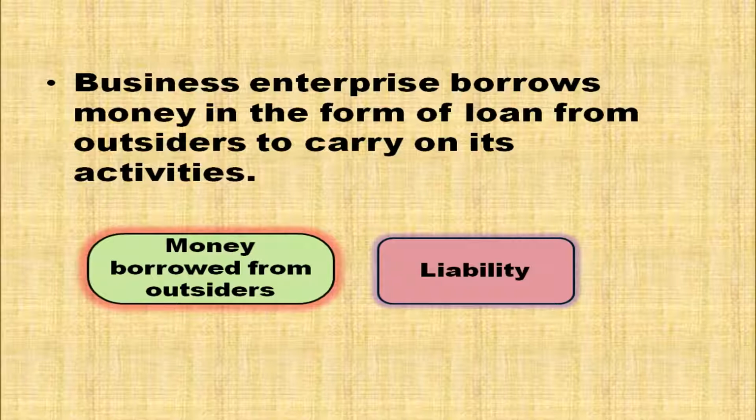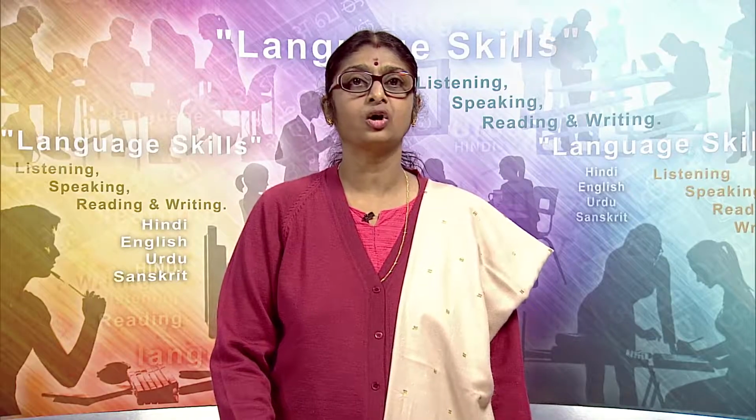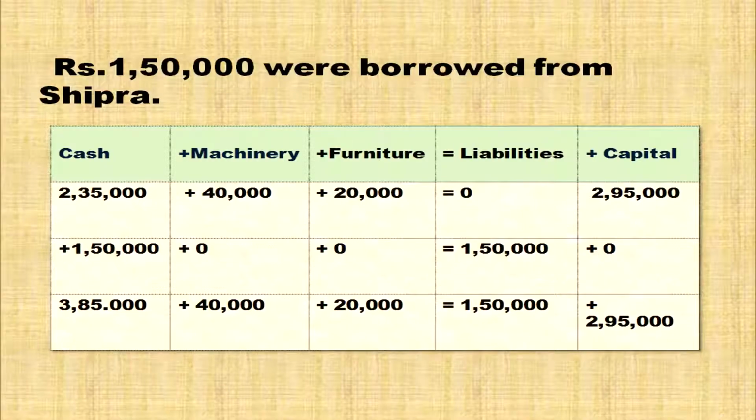Business enterprise borrows money in the form of loan from outsiders to carry its activity. Money borrowed from outsiders is a liability for the business. Rupees 1,50,000 were borrowed from Shipra. Cash is coming inside the business for rupees 1,50,000. So, in the cash column, you can add plus 1,50,000. It is borrowed from one party. So, liability is increasing, creditors increasing, Shipra being a creditor increasing. So, in the liabilities column, you will add 1,50,000.